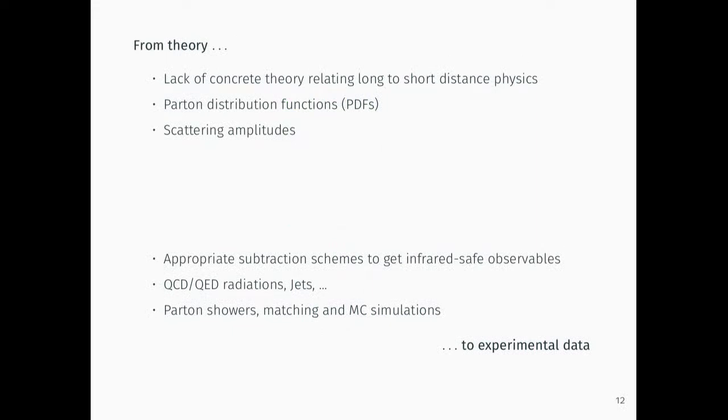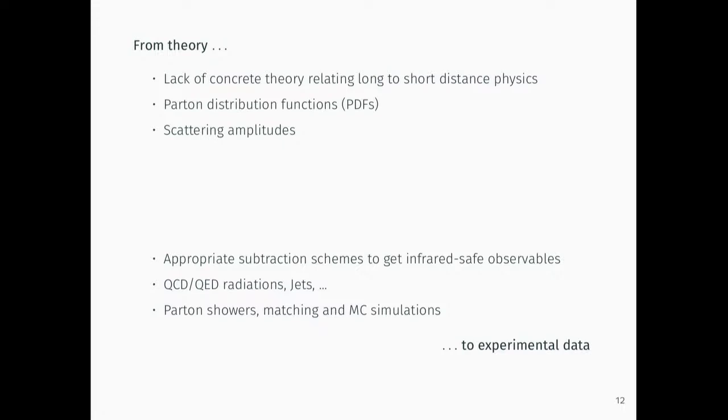First, from theory, we do not have a concrete theory which relates long- to short-distance physics. That means we don't know very well how to get a single quark or gluon from a proton. Of course there are works going on, but then we have a PDF, a parton distribution function, which is kind of a probability that tells us the probability to get a quark or gluon from a proton. But that depends on our scattering amplitude, cross section and a fit with the experimental data.